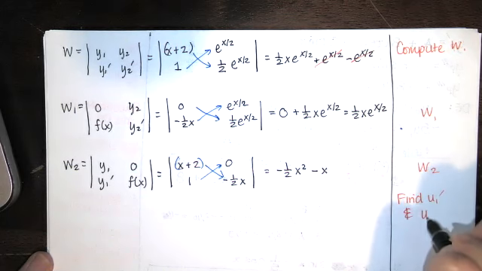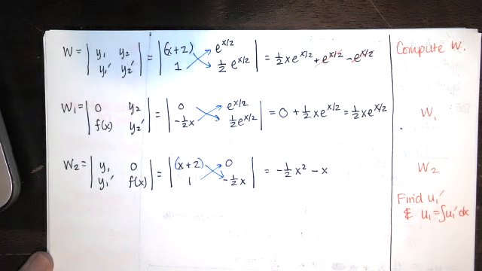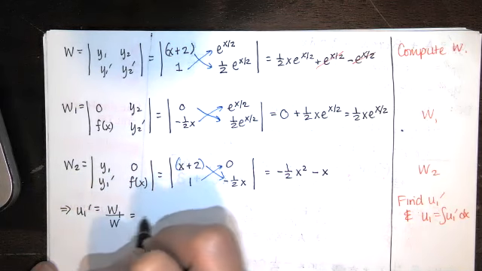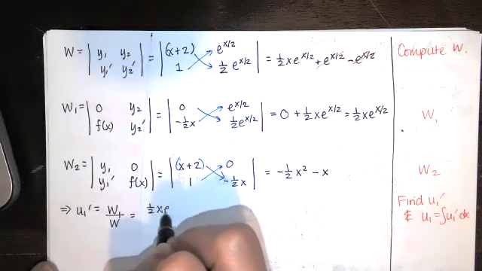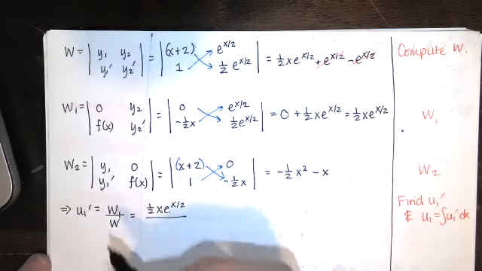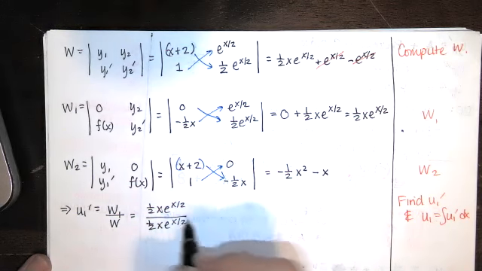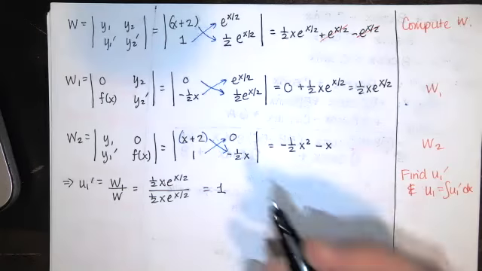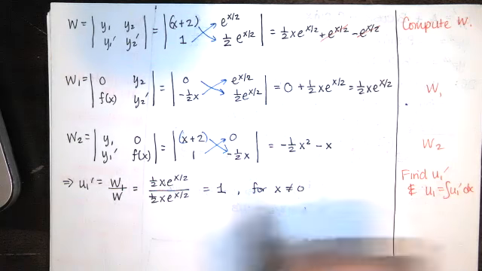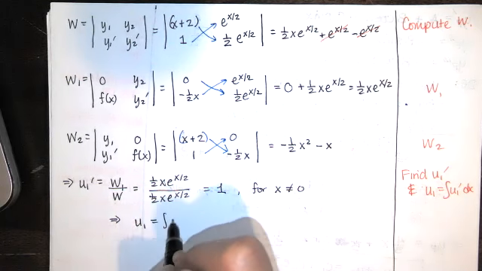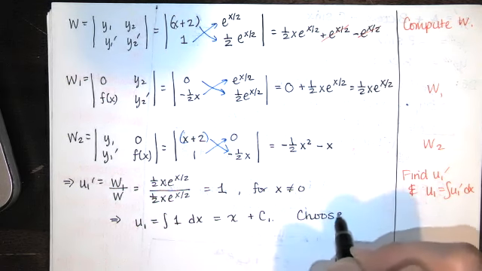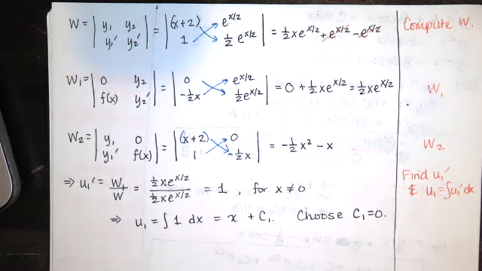and compute the antiderivative of that. So u1 prime is this, and W1 was 1/2 x e to the x over 2. Now W also happens to be 1/2 x e to the x over 2, so that's convenient. As long as x is non-zero, we're going to get 1. So that's great. u1 is then the antiderivative of 1 with respect to x, so that's x plus a constant. And we don't want a constant times y1 as part of our y sub p, so we choose that constant to be 0. So u1 is just x.